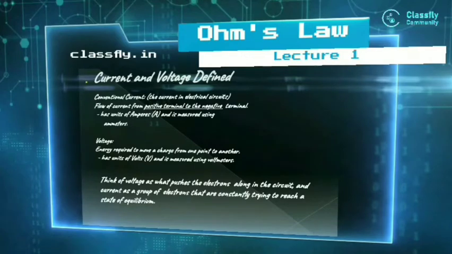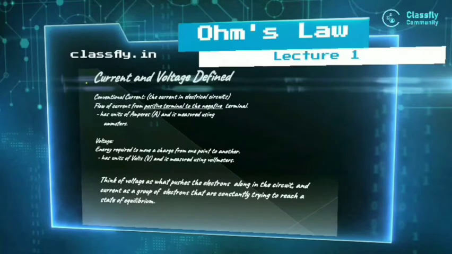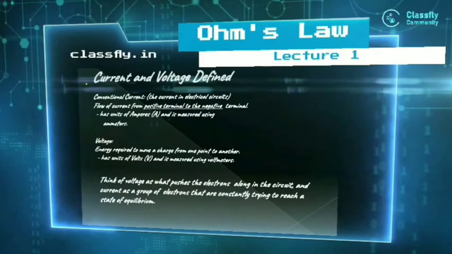Voltage: energy required to move a charge from one point to another has units of volts and is measured using a voltmeter. If we need to measure current, we also need to measure voltage. So for voltage, we use a voltmeter, and we know that its unit is volts. This is because any energy which needs to be moved from one point to another, we know as voltage. Think of voltage as what pushes the electrons along in the circuit.